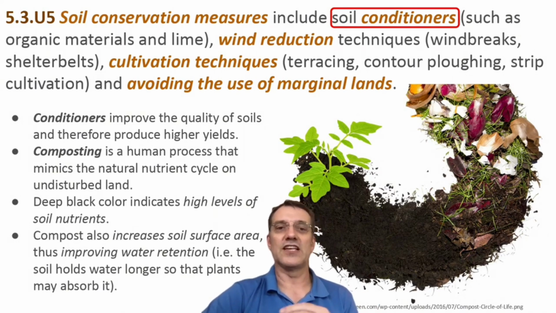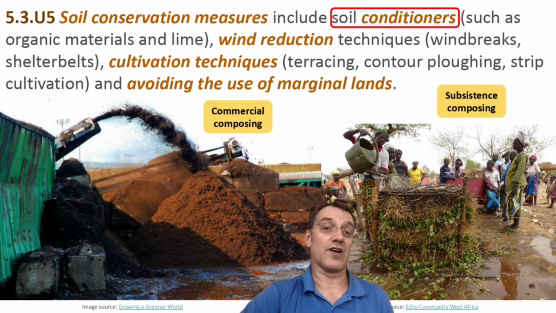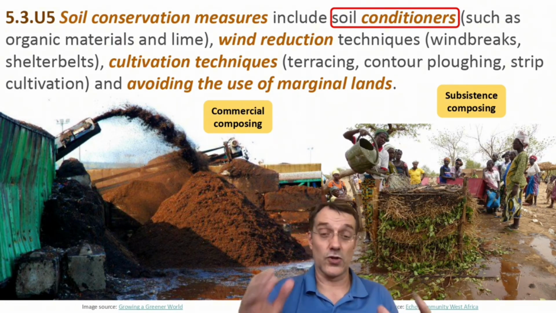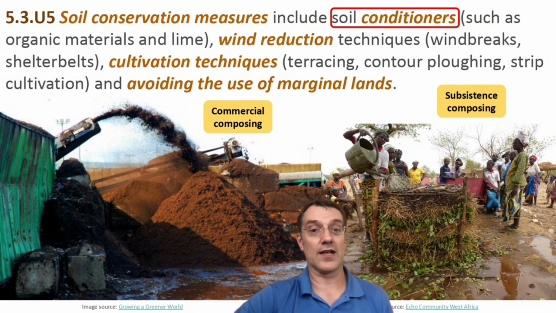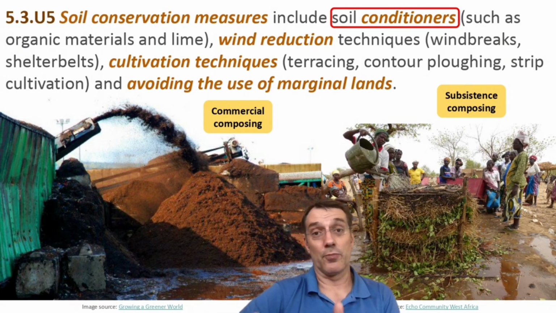Think of compost as mimicking nature's own nutrient cycling process. It's like a human way to create the humus that is there in the top layers of soils, particularly in forests. We can compare different scales of composting operations. While commercial composting facilities process large volumes of organic matter mechanically, subsistence farmers often create smaller, manually maintained compost piles. Both approaches contribute to soil health, but their scale and their methods differ pretty significantly.